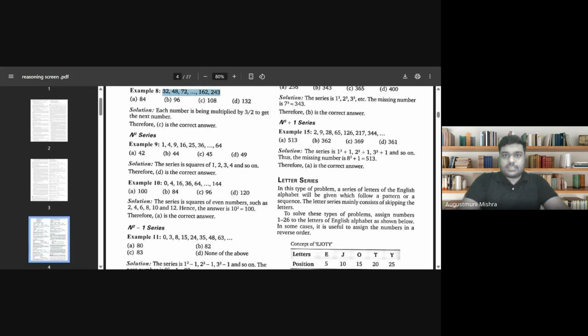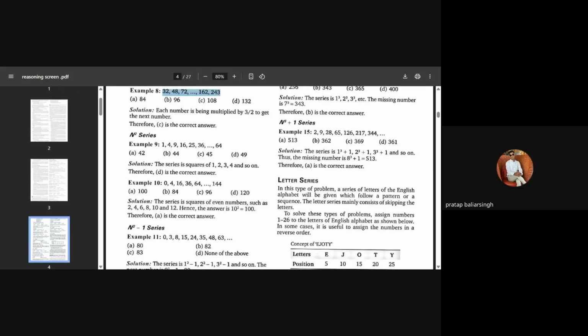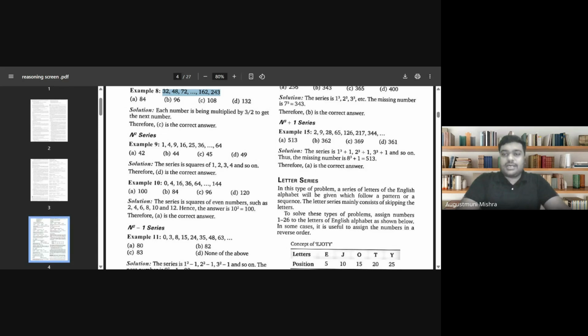Sir, they have mentioned that each number is being multiplied by 3 divided by 2. Actually, I am saying that every mathematical question can be solved in various methods, sir. So it depends on what patterns you are going to solve. Like here, the answer is already given.